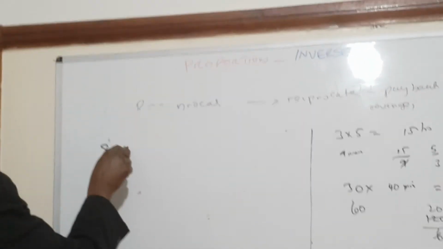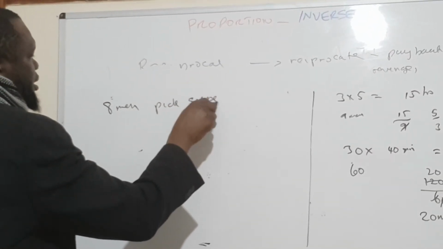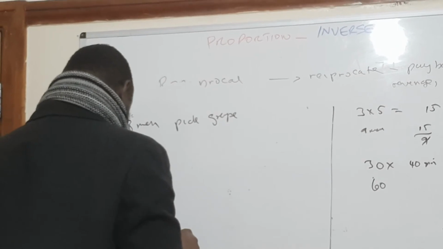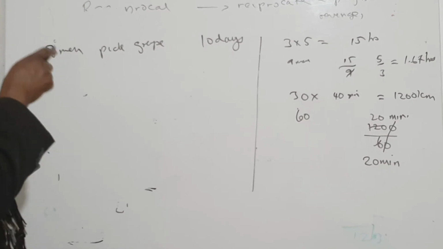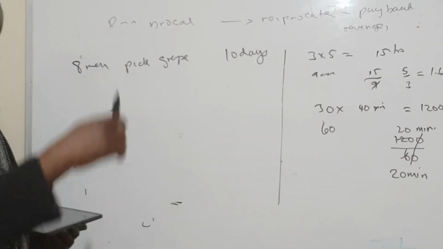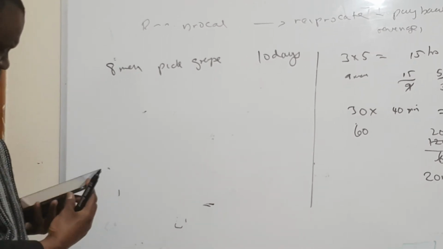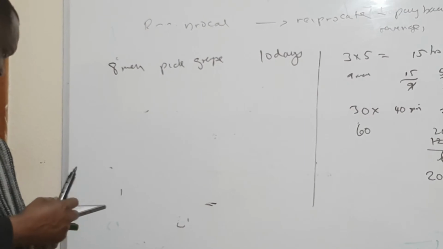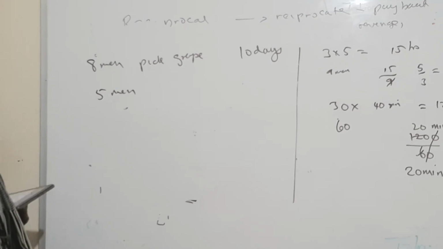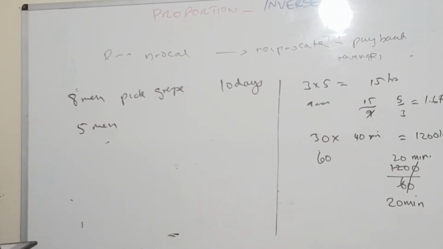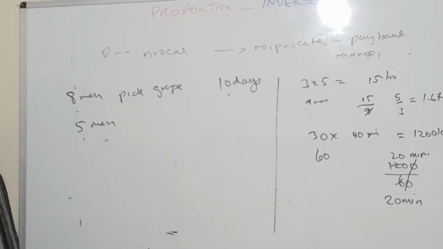8 men can pick grapes in 10 days. You know grapes, you have to pick them from the tree. Now, how long will it take 5 men? Will it be 10 days, or more than 10 days? 8 people can take 10 days, 5 people will take more days. Yeah, more than 10 days.